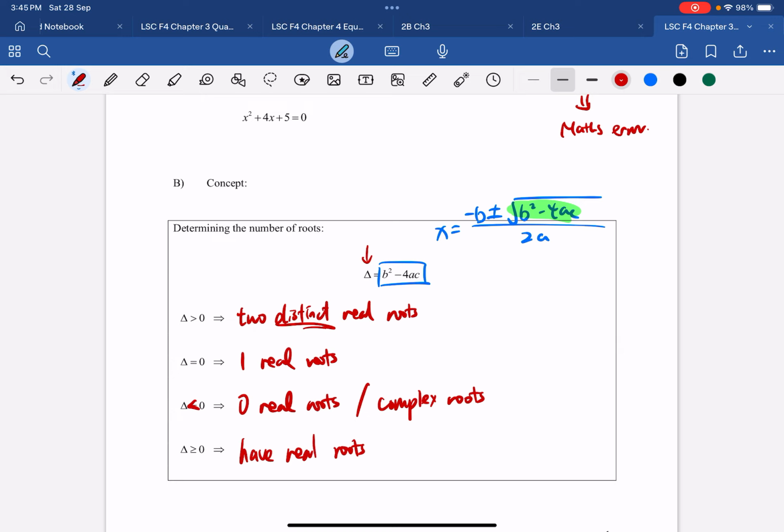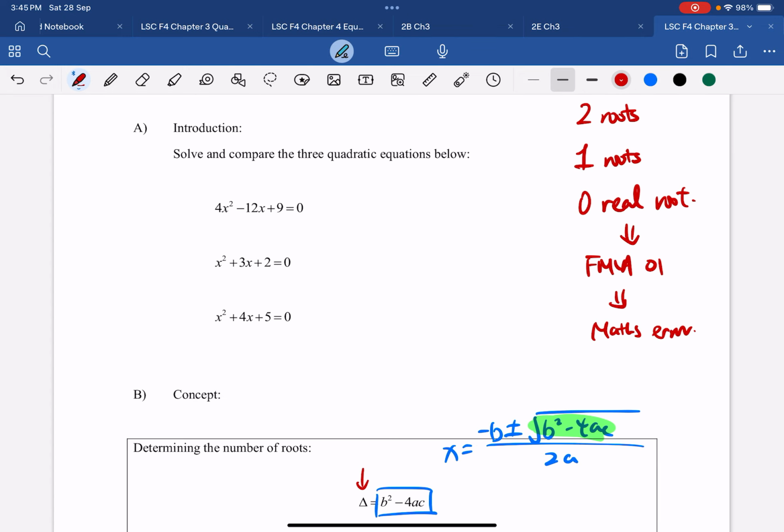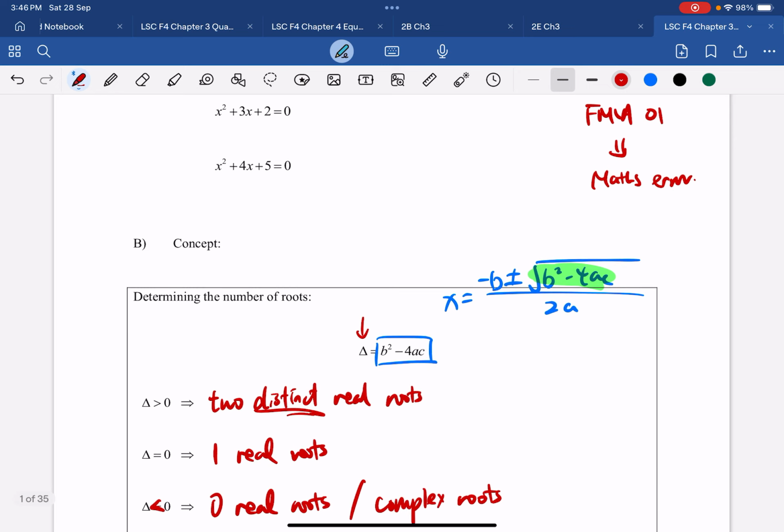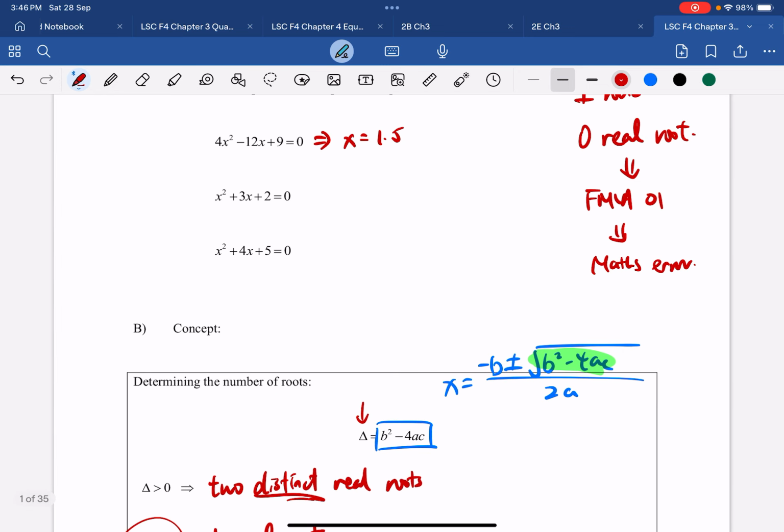So we can look at the example in part A. For the first equation, 4x squared minus 12x plus 9 equals 0, when you press the calculator program, you will know that x equals 1.5. So that's the situation for delta equals 0, because it only has one real root. And for the second one, x squared plus 3x plus 2 equals 0, you will get the result from the calculator program that x equals -1 or -2, which corresponds to the situation of delta greater than 0, since it has two distinct real roots.